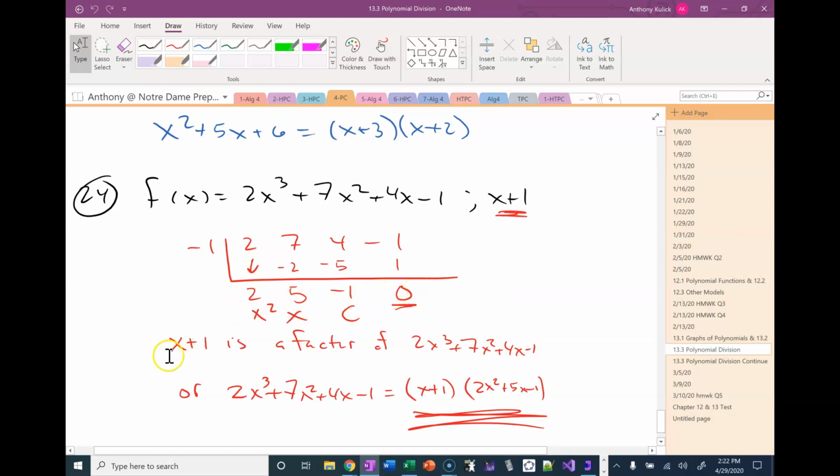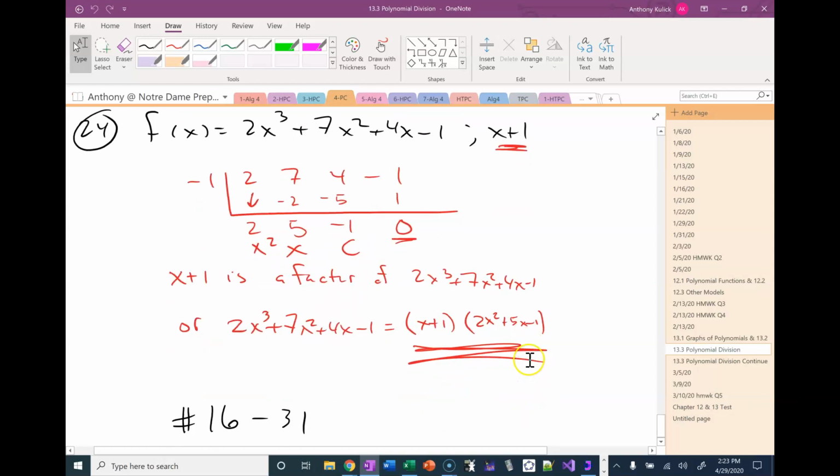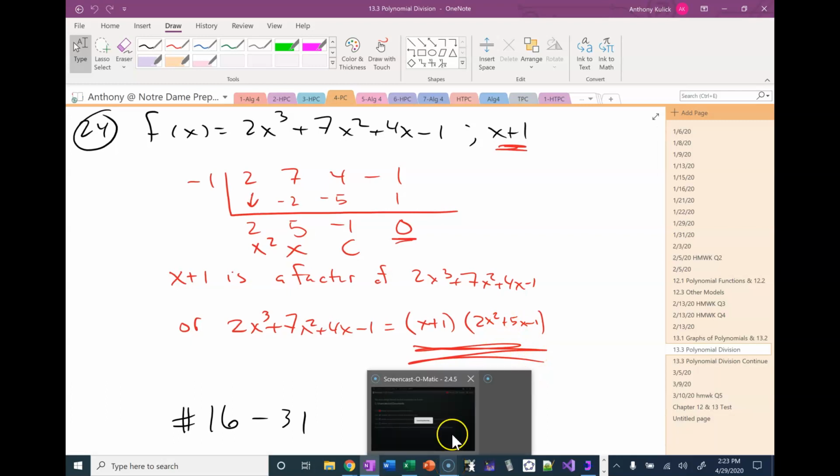So that tells me x plus 1 is a factor, and specifically that my dividend, 2x cubed plus 7x squared plus 4x minus 1, is equal to my divisor times my quotient. Okay, and that should be your missing parts of that one.